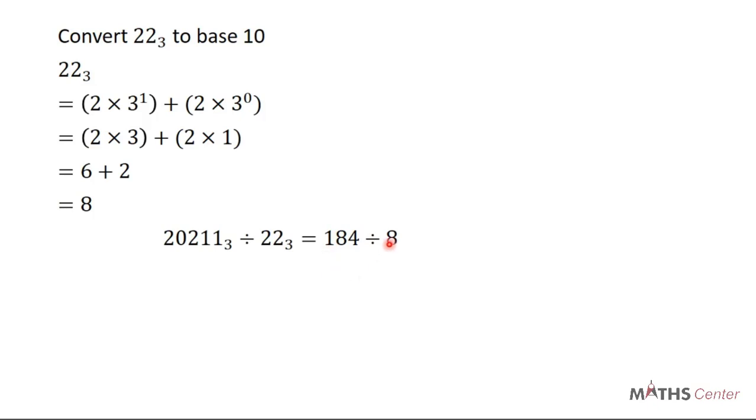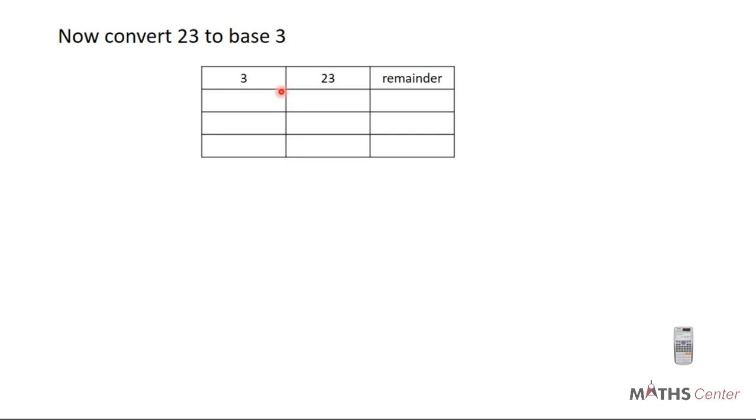So we can divide this since they are already in base 10. 184 divided by 8, if you punch that on your calculator, you are going to get 23. So it means that now we have our answer in base 10, but we don't need the answer in base 10. We need it in base 3 since the question was in base 3. So we have to convert 23 to base 3. In converting 23 to base 3, you draw your table like this.